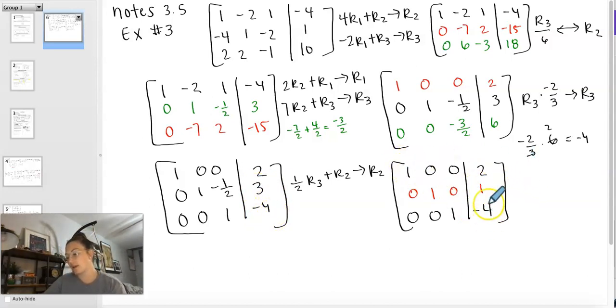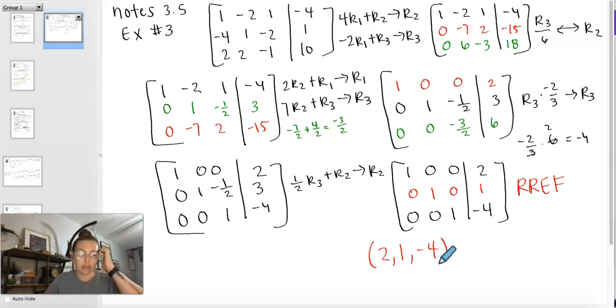This is now in row reduced echelon form. So yay, we did it. And my answer would be 2, 1, negative 4. And if we look back to yesterday's notes or the last notes, this was the answer that you guys got.